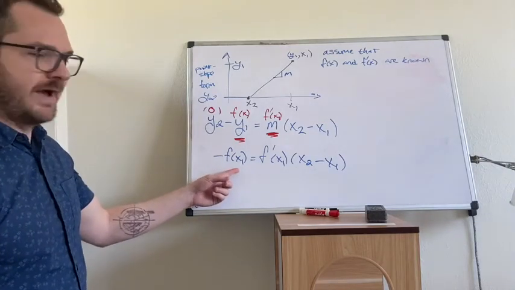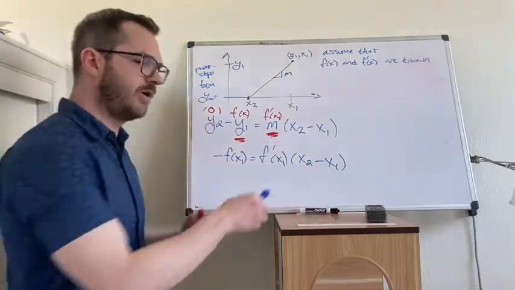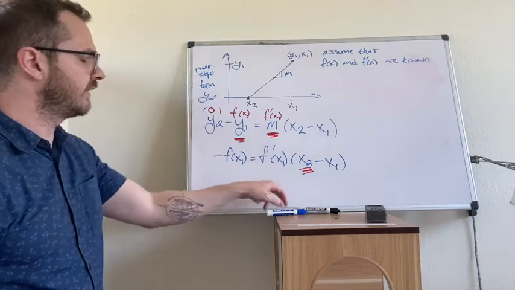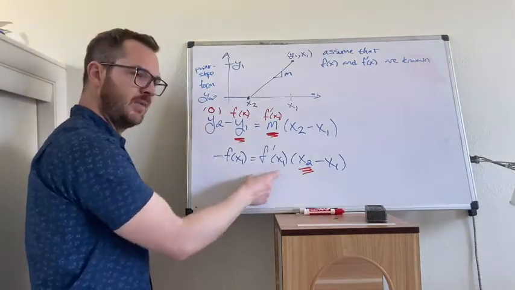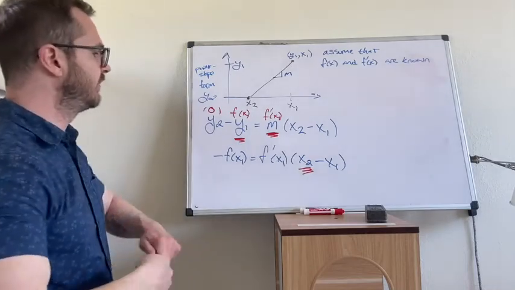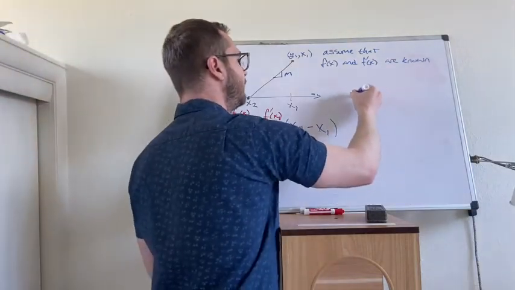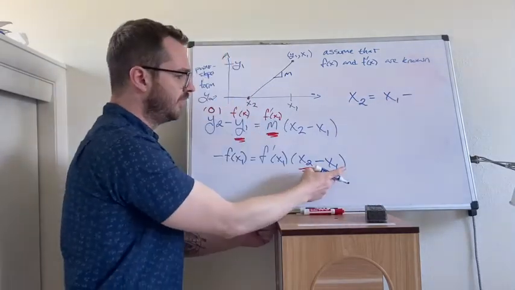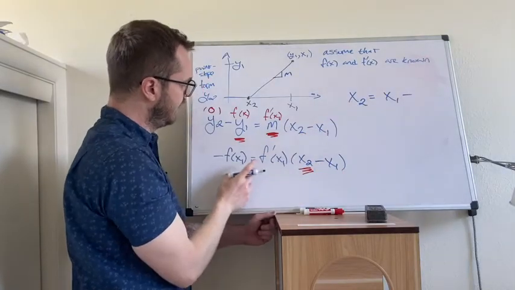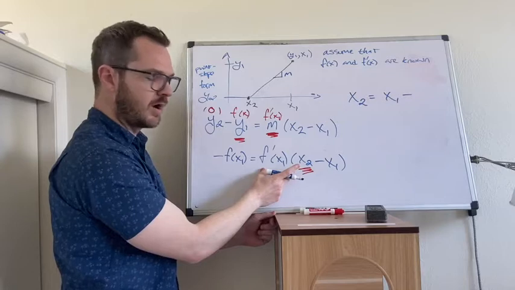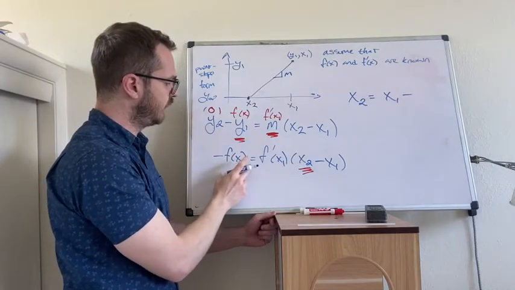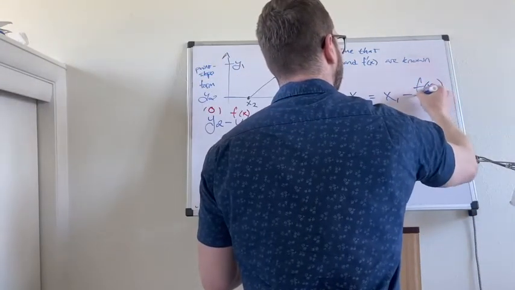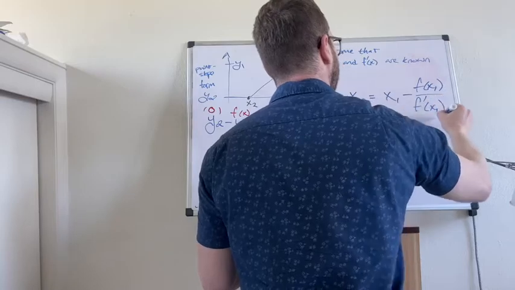Okay, we have this. Remember, we just want to solve for x2. Well, if you want to solve for x2, what are we going to do? Just divide both sides, right? And then move the x1 to the other side. So we can say that x2 is equal to x1 minus, I've moved the x1 to the other side, that makes it positive, and then if we divide both sides by f prime, you're going to end up with negative f of x1 divided by f prime of x1. There we go.